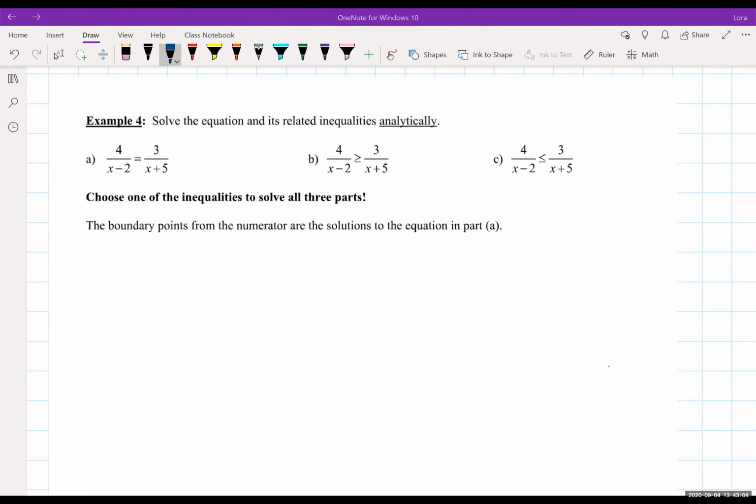So back to a familiar type of question. We have another example of solving an equation and its related inequalities analytically. And when I look at the type of equation and type of inequalities that are given to me, I know they are rational equation and rational inequalities. So they didn't specify in terms of the directions, but what they really mean when they say analytically is you are really using the sign analysis method.